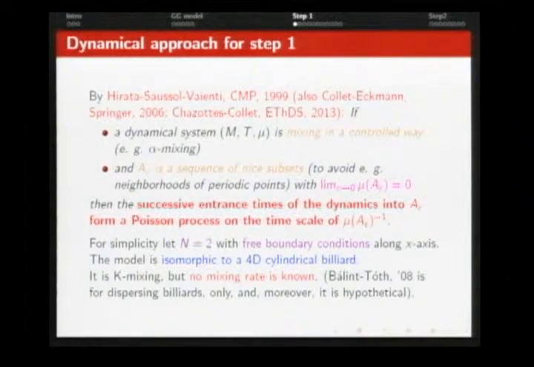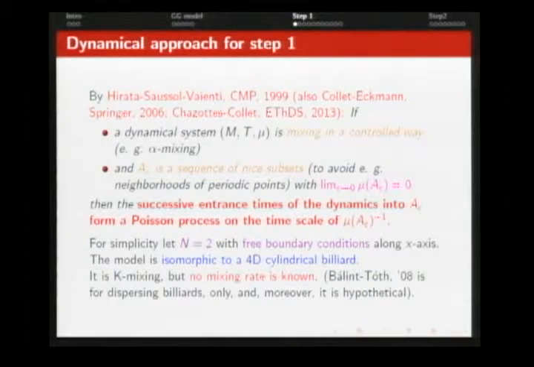And the probabilities, the measures of these small subsets, tend to 0. Then the essence of these results is that the successive entrance times to these small subsets form a Poisson process on this time scale. This is not a surprising result, but it's not easy to prove. Now, this is a sort of good philosophical introduction to our situation.